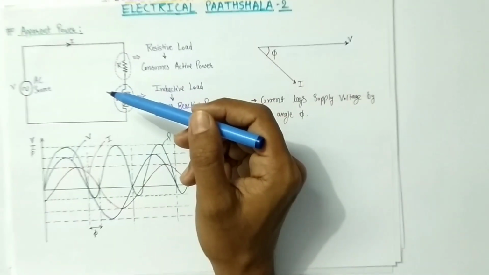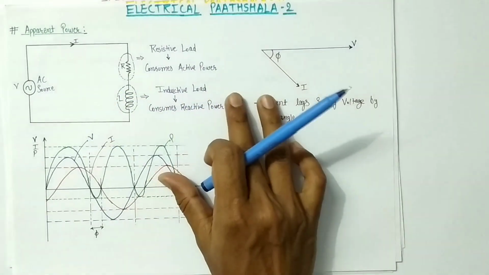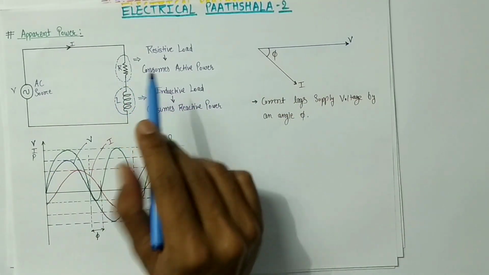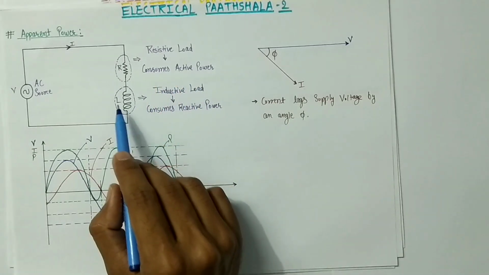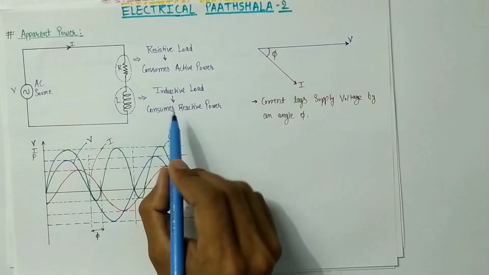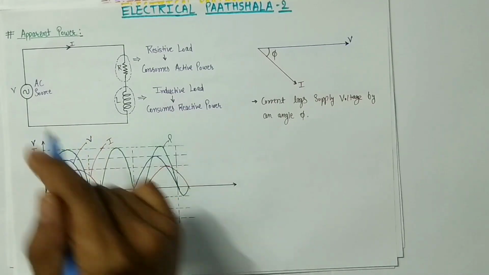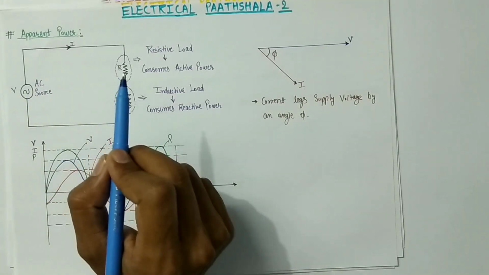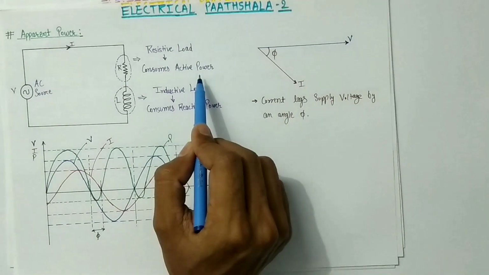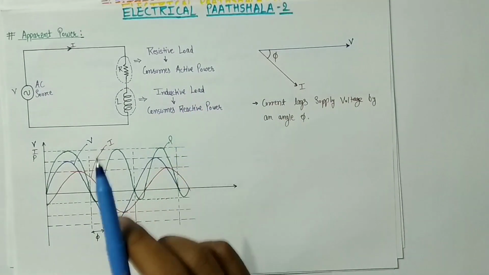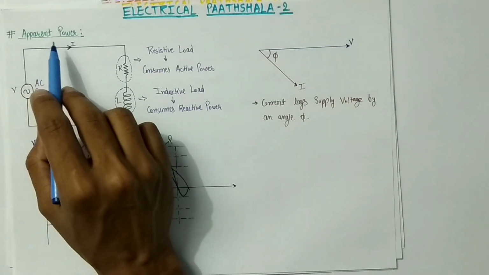Now what happens in this circuit is that the resistive component of the load consumes the active power, whereas the inductive component of the load consumes the reactive power. Therefore, the total power delivered by the source to the load is the combination of active power and reactive power, and this power is known as our apparent power.